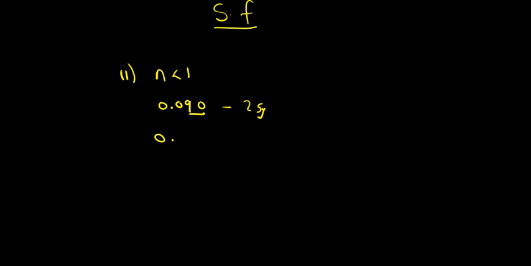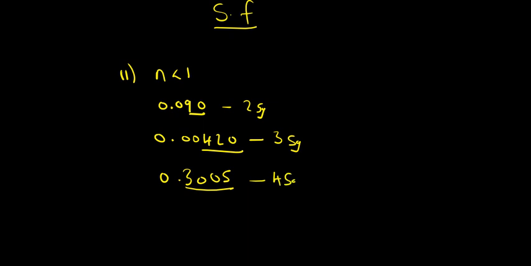Again, if I have, let's say, 0.0400420, how many significant figures does this have? It has 3. You only consider these ones if a number is less than 1, so it has 3 significant figures. Again, if I have 0.3005, how many significant figures will this have? Zeros between numbers are significant figures, so this will have 4 significant figures. So that's how you can tell.